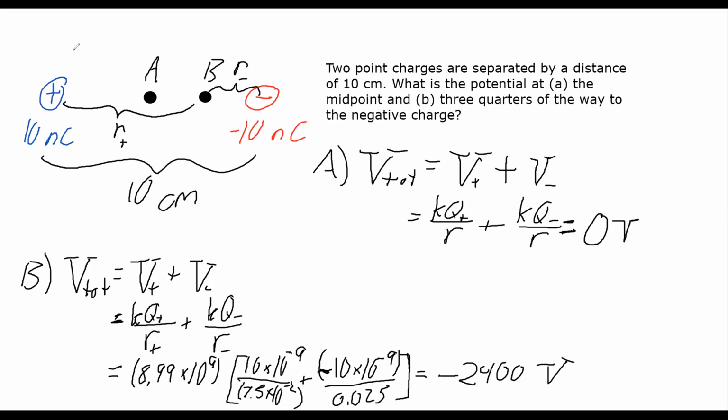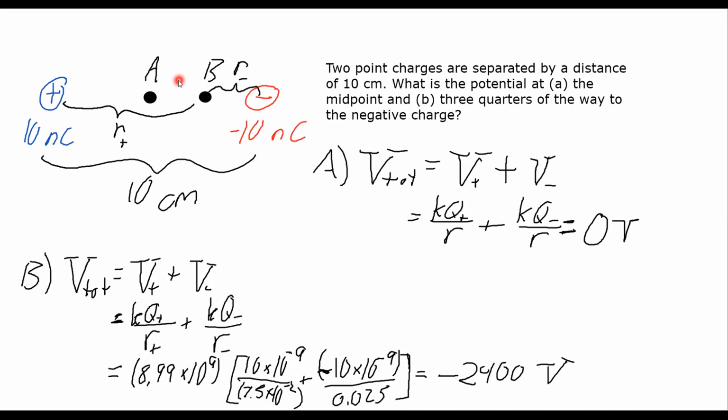Which makes sense. If you think about what we got, our 0 was the midpoint. This is 0 volts. If you go towards a positive, our total potential should become more positive. If this is 0 volts and you go towards a negative, your voltage becomes more negative. So we do expect a negative answer here. Yeah, okay, that looks right. So negative 2400 volts. All right, so that's how you calculate voltage.